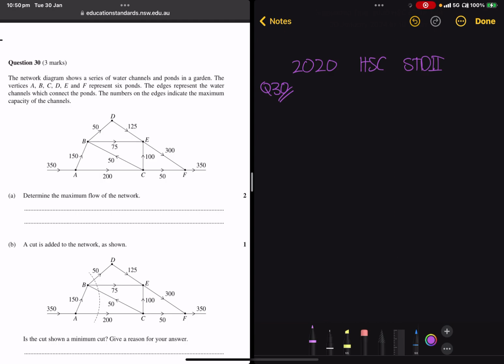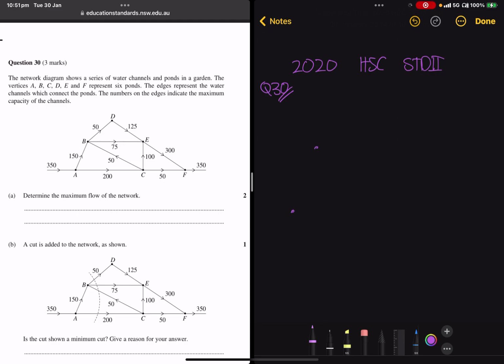A series of water channels and ponds in a garden. The vertices represent 6 ponds. The edges represent the water channels connecting them. The numbers on the edges indicate the maximum capacity of the channels. We need to determine the maximum flow of the network. So we're actually going to draw this quickly.